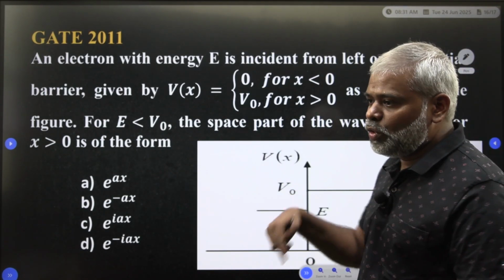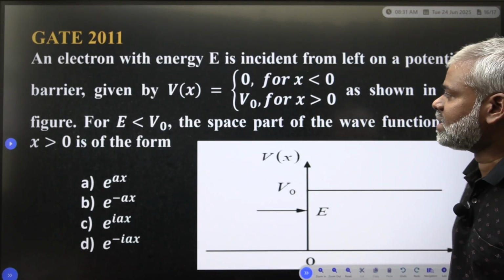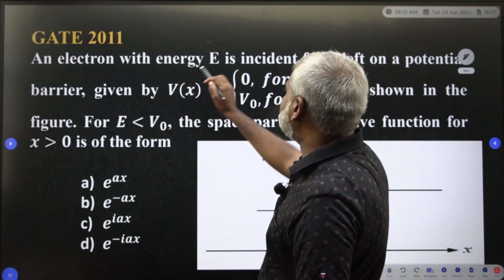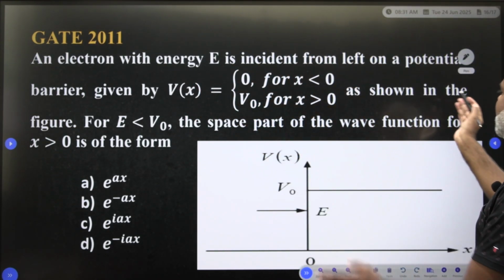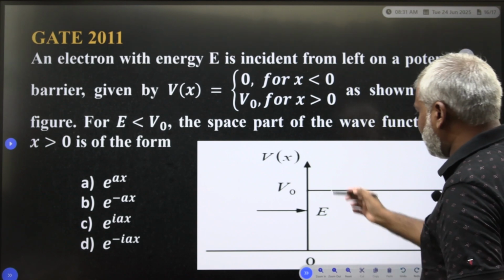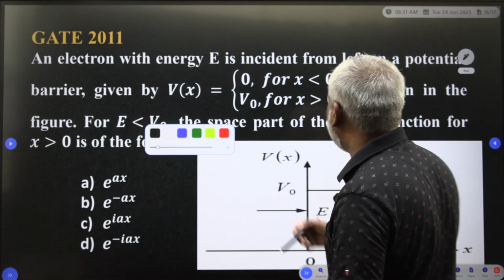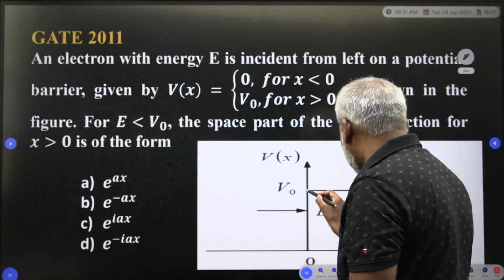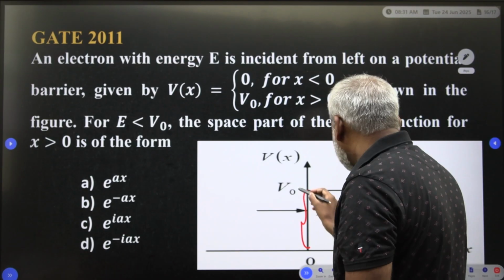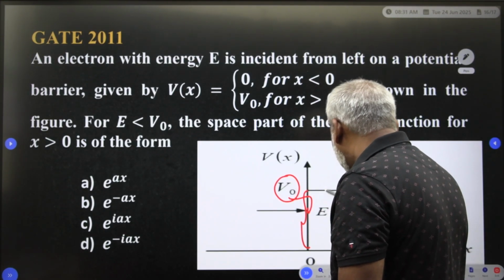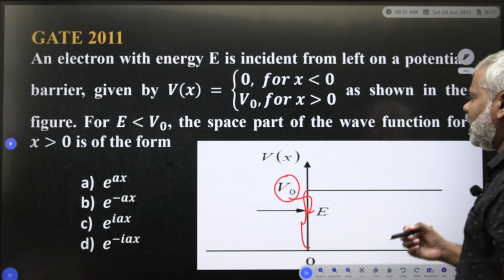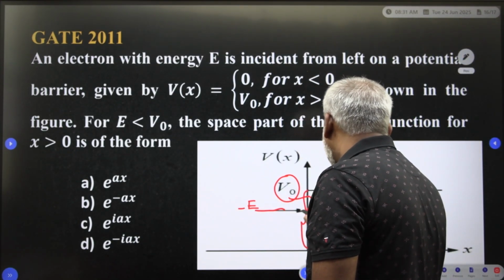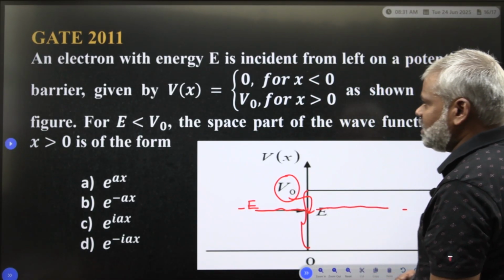Now you have to see how you can get questions in your competitive examination. In GATE 2011 there was a question: an electron with energy E is incident from the left on a potential barrier. This is the potential barrier, of height V naught, and the electron energy is E.